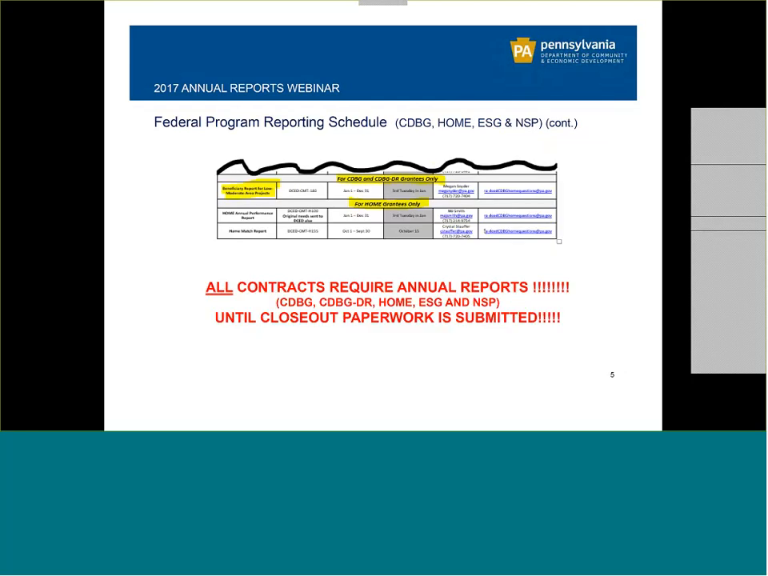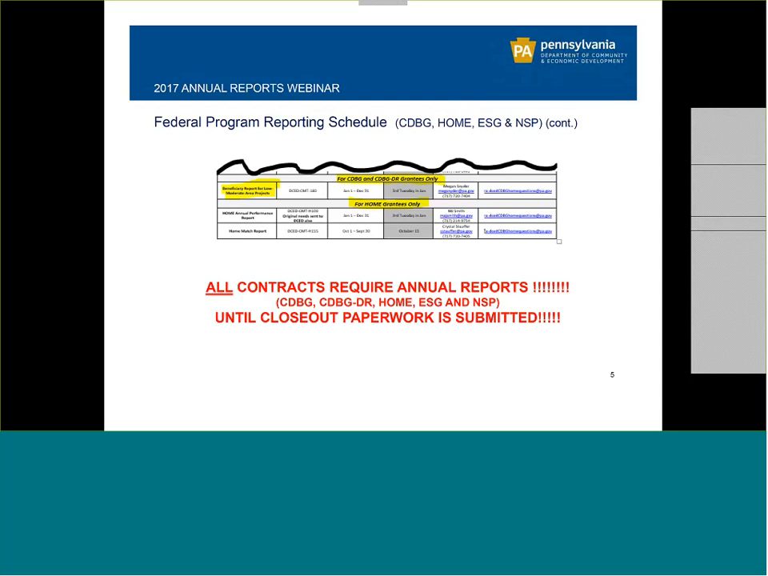I also want to point out at the lower part of the schedule, there is one form that is only required of the CDBG-DR grantees. So HOME, ESG, and NSP do not need to fill that out. And then there are two forms that are only for the HOME grantees. So your CDBG, CDBG-DR, and ESG folks do not need to fill those out.